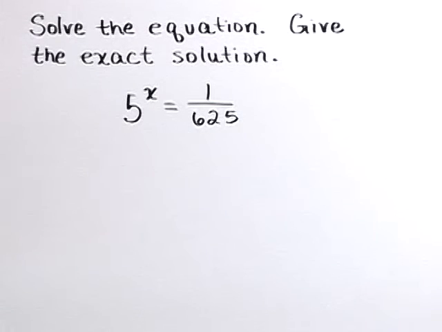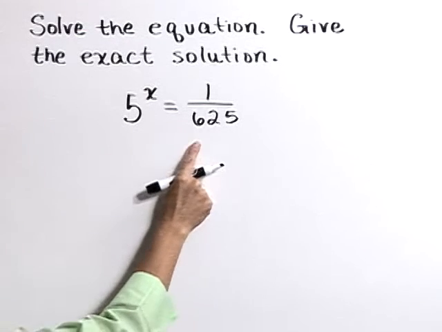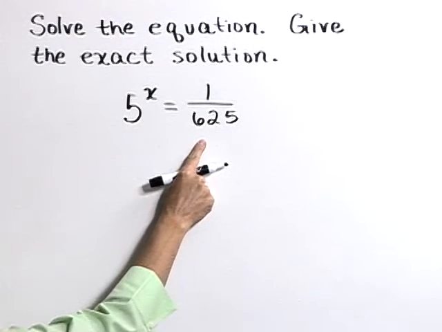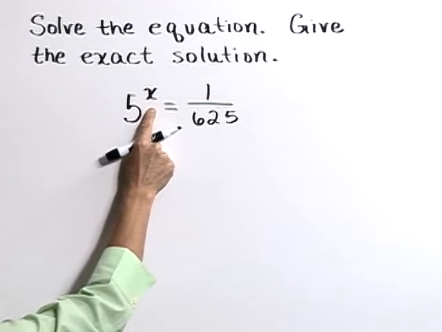Solve the equation, give the exact solution. Our equation is 5 to the x is equal to 1 over 625. So we have an exponential equation, a variable in the exponent.